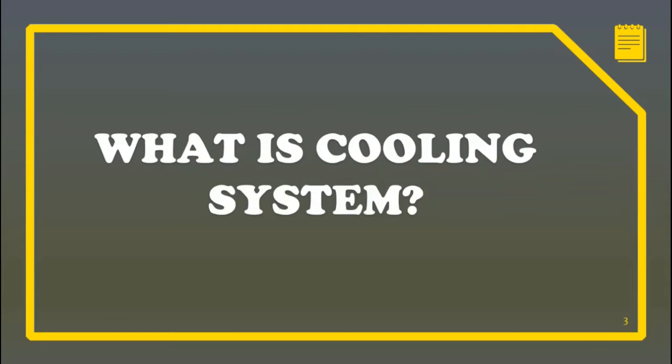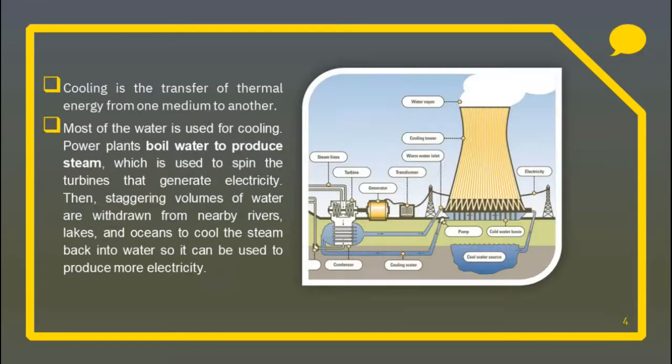What is cooling system? Cooling is the transfer of thermal energy from one medium to another. In industrial applications, cooling can be critical to ensure that processes do not cause equipment or products to overheat. Many cooling applications use water as a medium to absorb heat because water has a high boiling point and high specific heat. Most of the water is used for cooling.